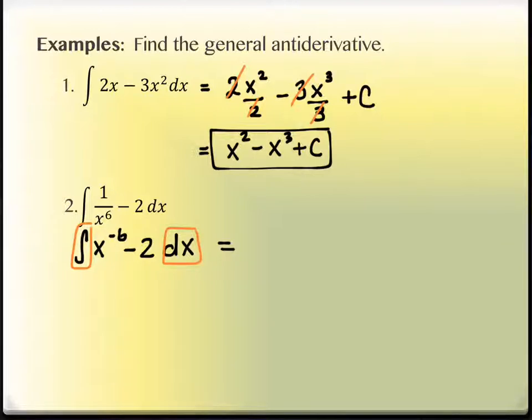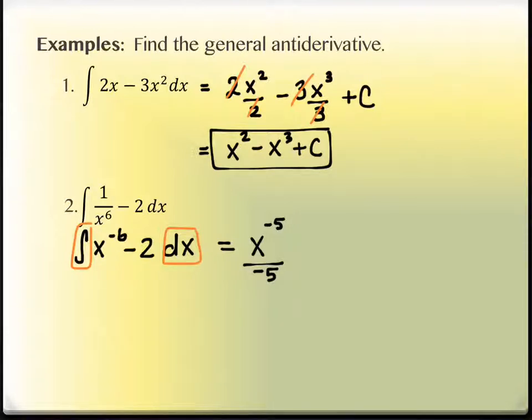So what's the antiderivative of x to the 6th? What do I do with that negative 6? You have 1. I add 1. So what happens when I take negative 6 plus 1? I get negative 5. Now what? Divide by negative 5. Okay, so that's the first half.